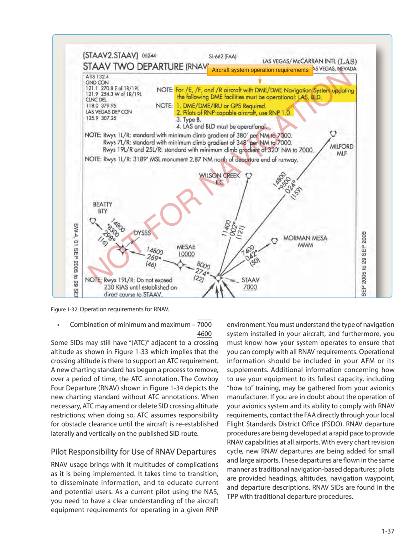A new charting standard has begun a process to remove, over a period of time, the ATC annotation. The Cowboy Departure, RNAV, shown in figure 134, depicts the new charting standard without ATC annotations. When necessary, ATC may amend or delete SID crossing altitude restrictions. When doing so, ATC assumes responsibility for obstacle clearance until the aircraft is re-established laterally and vertically on the published SID route.